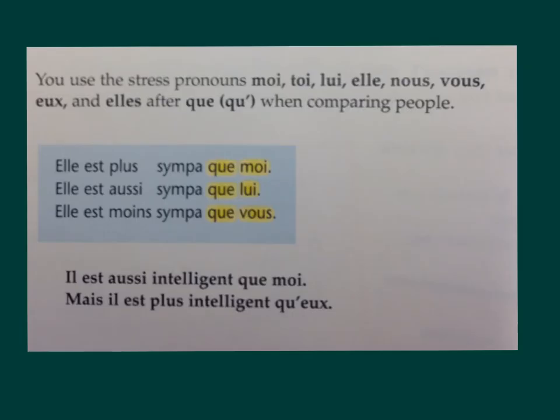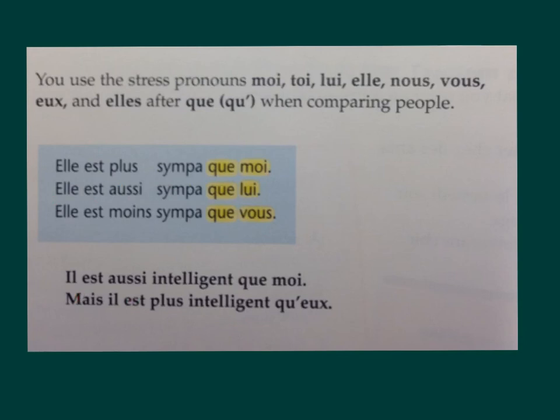Okay, so this is essentially the same construction that we use to describe clothing that we're now going to use to describe people. So we're going to use these stressed pronouns after que when comparing people. So, elle est plus sympa que moi. She is nicer than me. She is more nice. Okay, we don't say more nice. We use the er, nicer, but in French they use more. Elle est aussi sympa que lui. She is just as nice as him. Elle est moins sympa que vous. She is less nice. She is not as nice as you all.